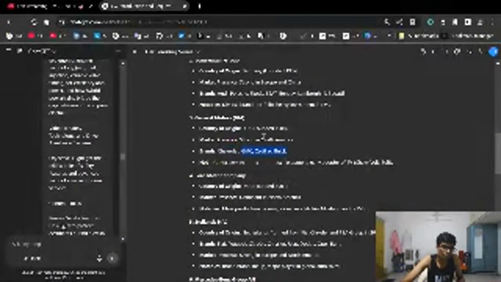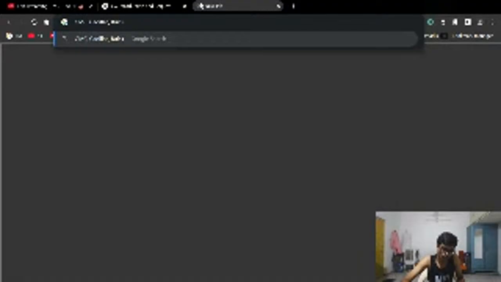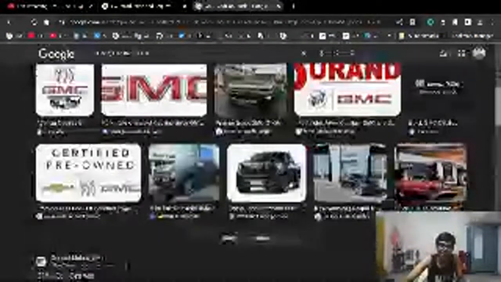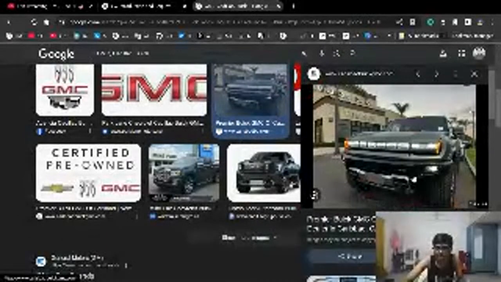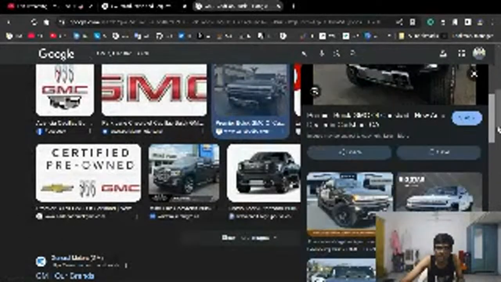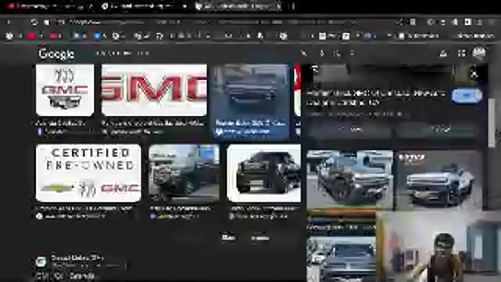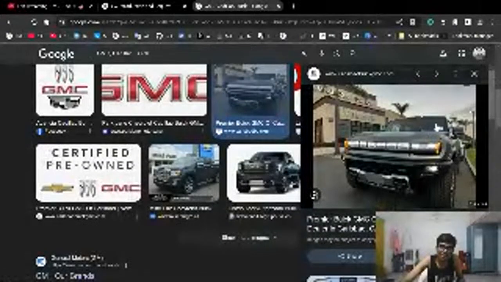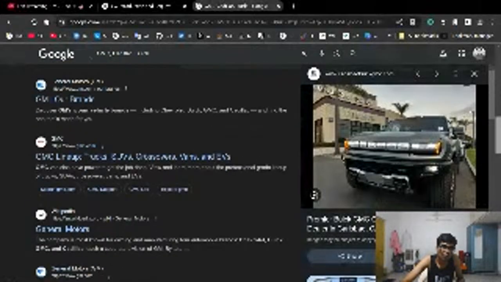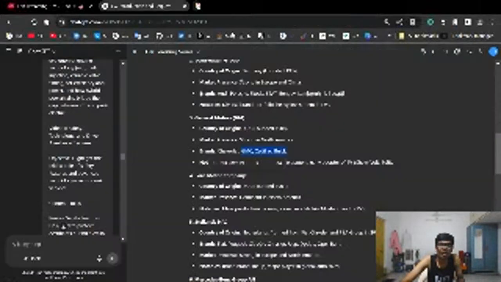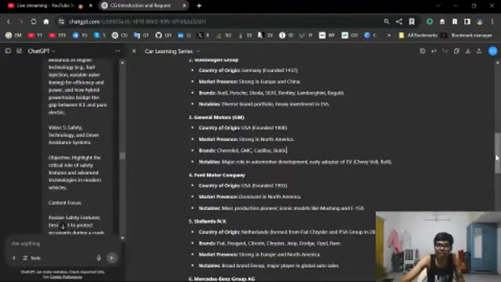Let's see what these companies do. Majorly in America, very strong. GMC, a very great company, General Motors Company. So GMC, Cadillac, and more.